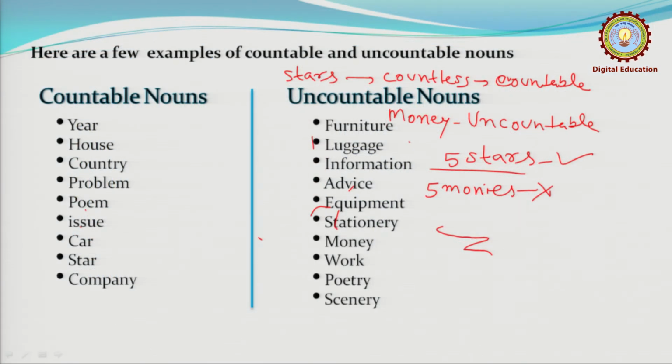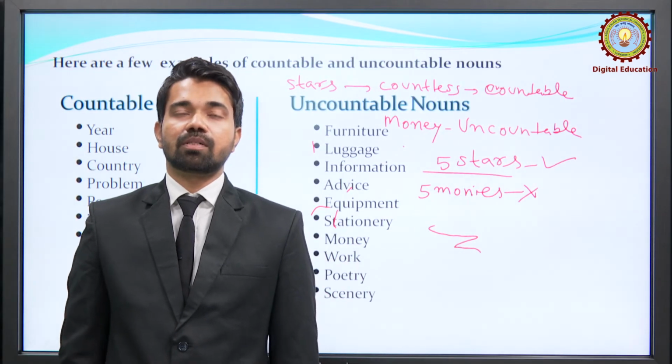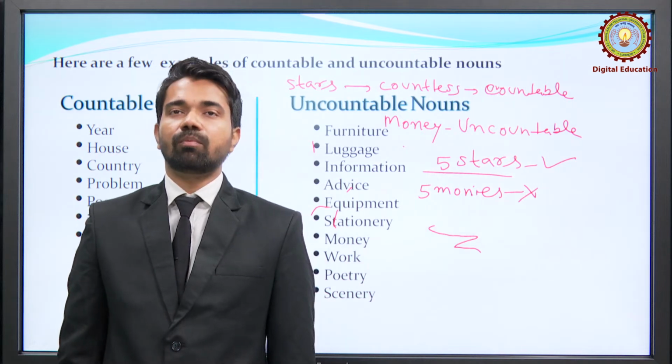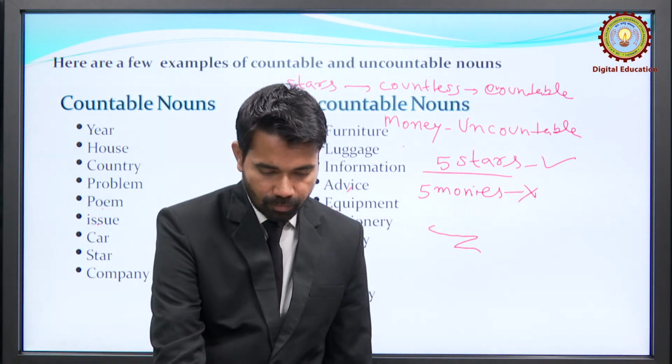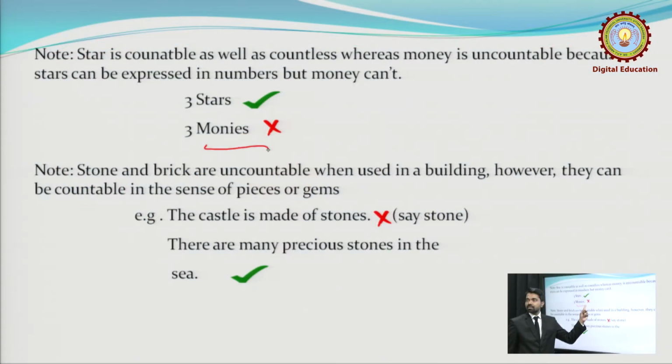Even if you say that the doctor gave me many advices, you are wrong. Why are you wrong? Because advices cannot be possible. The plural form of an uncountable noun is not possible. Now, the same thing I have written here, 3 stars is correct, 3 monies is incorrect. Next, what about a stone and brick? Are stone and brick countable or uncountable?